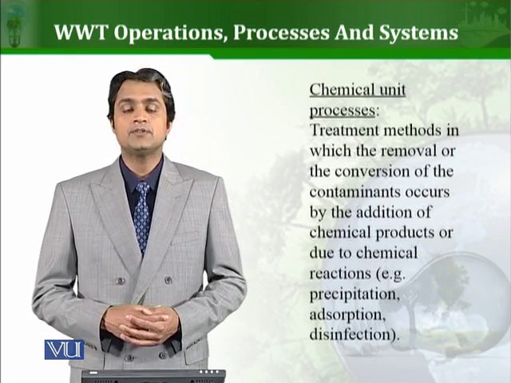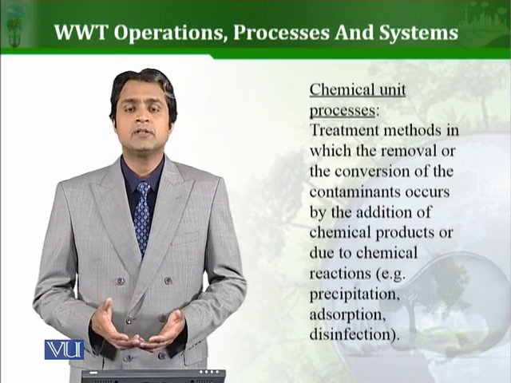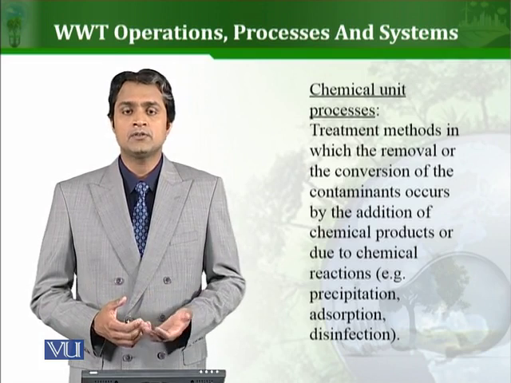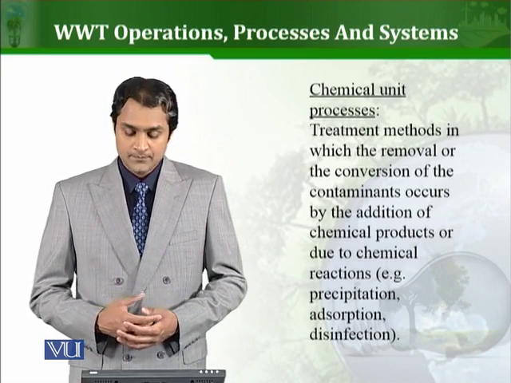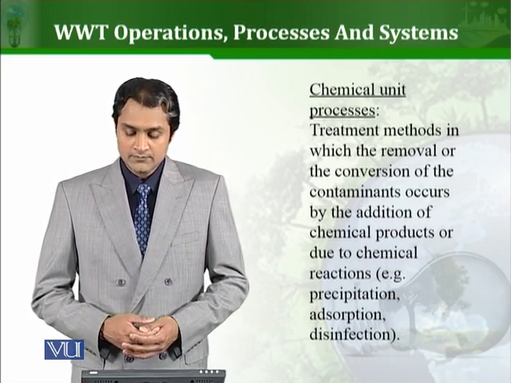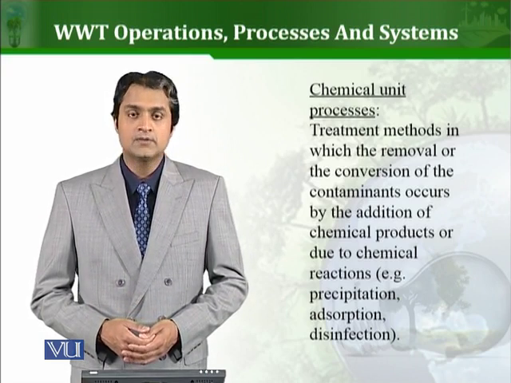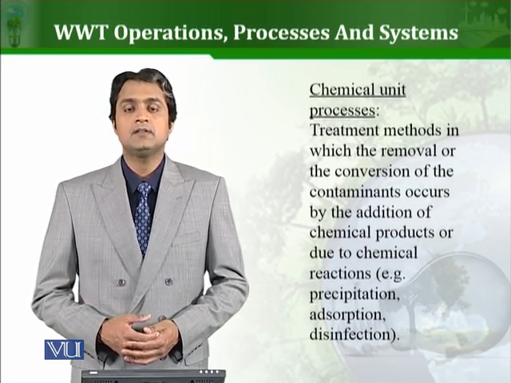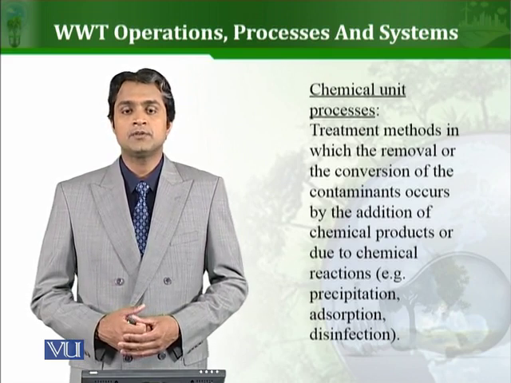Then come the units which operate on chemical processes. Different chemical compounds can be used, and are being used, to degrade, to detoxify, or to settle down many different materials present in the wastewater. These are treatment methods in which the removal or conversion of the contaminants occurs by the addition of chemical products or due to chemical reactions, for example, precipitation, adsorption, or disinfection. So you can see here, while treating the wastewater in a wastewater treatment plant, we can also introduce different chemicals.